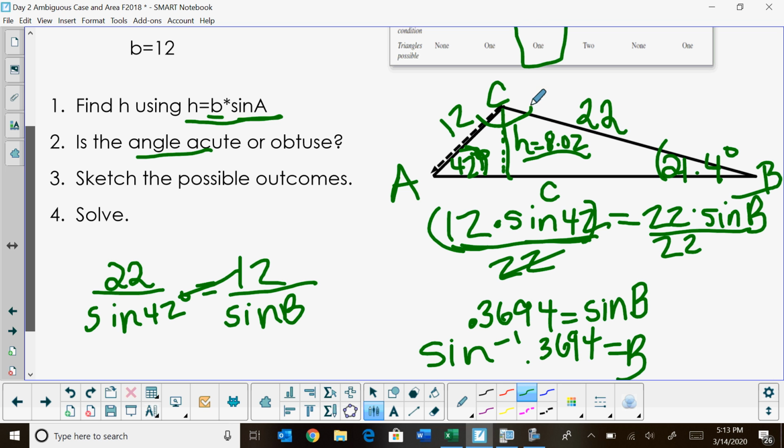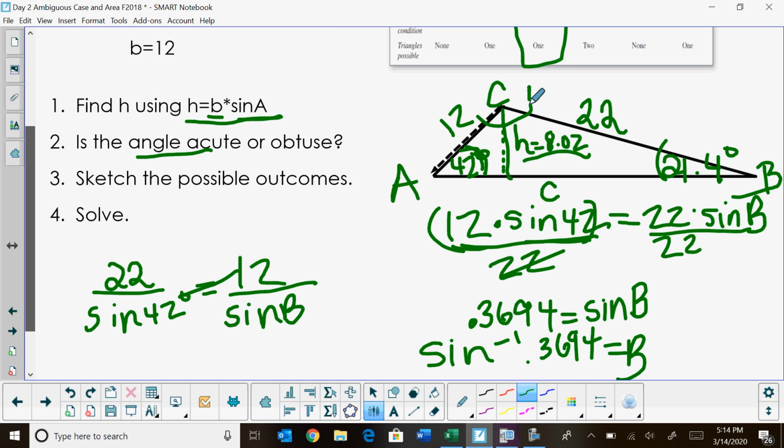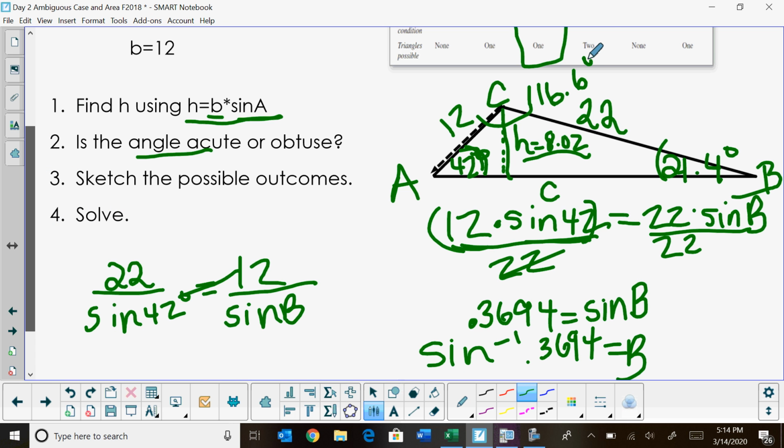Okay, now I've got two angles and two sides. To get my third angle C, that's going to be pretty easy. I know that a triangle adds to 180, so I'm going to take 180 and I'm going to subtract 21.4 and I'm going to subtract 42. And I'm left with 116, whoops, I didn't get the decimal there, 116.6 degrees. So there's my angle C. Now the only thing left to solve for is side C. So let's go back.